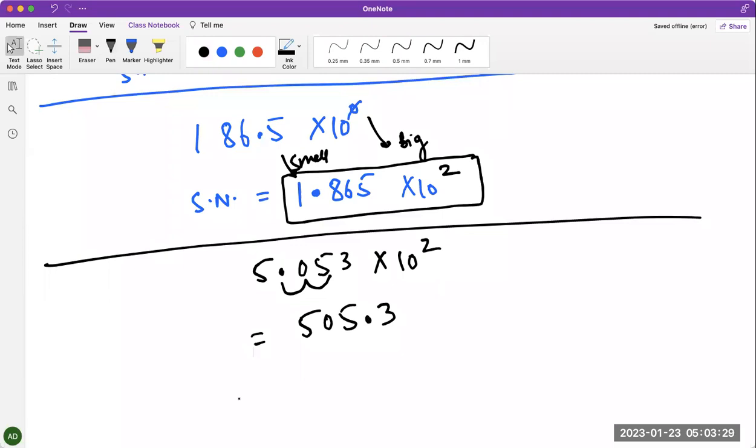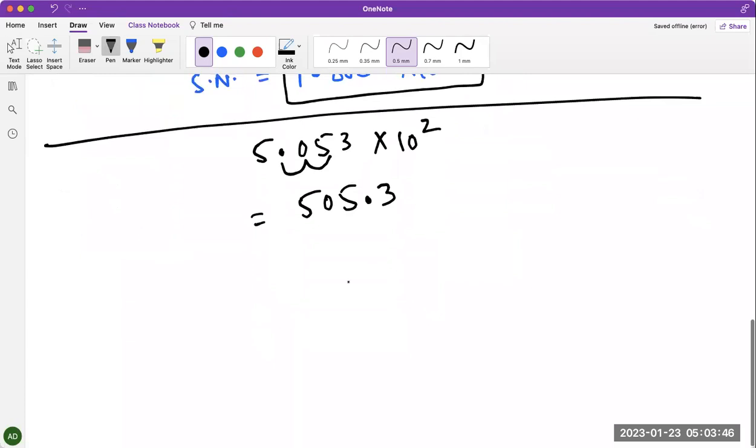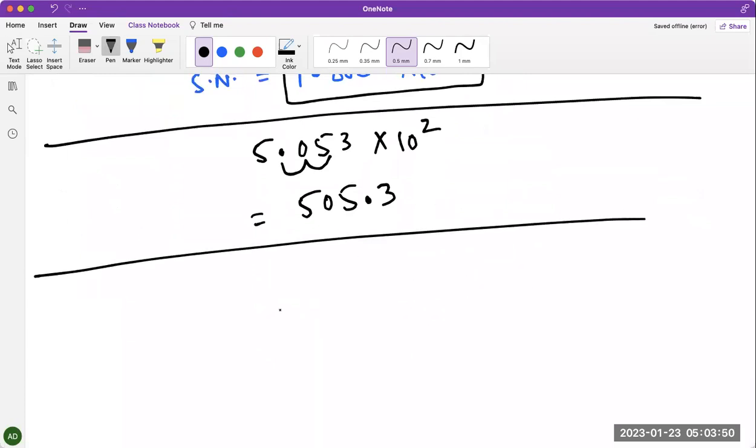So did that make sense, guys? This 10 to the power 2 tells you that this number should become bigger because it is a positive exponent. You just make this number bigger, and that's it, you get rid of the exponent. Okay, that's how you change scientific notation into a regular number.